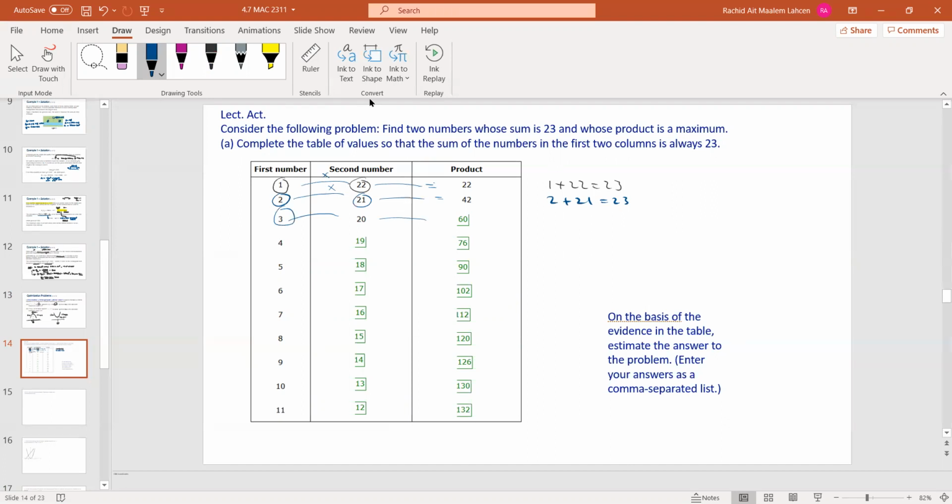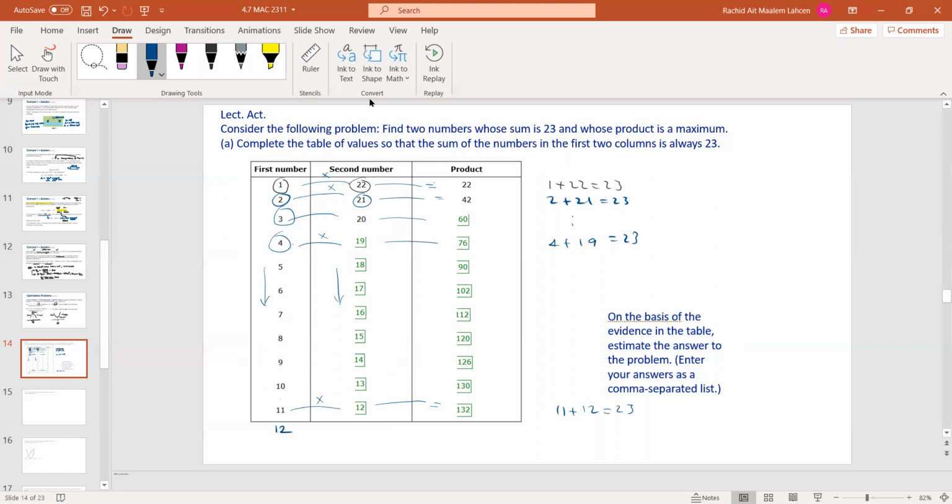So these green ones are the ones you need to fill in. So if you have a 4, then you need 19, right, to get 23. Then you do 4 times 19, you get 76. So as you see here, as these numbers increase, of course, because 23 is constant, these numbers start to decrease until you reach the point of 11. When you reach the point of 11, 11 plus 12, you get 23. And when you multiply them, you get 132.